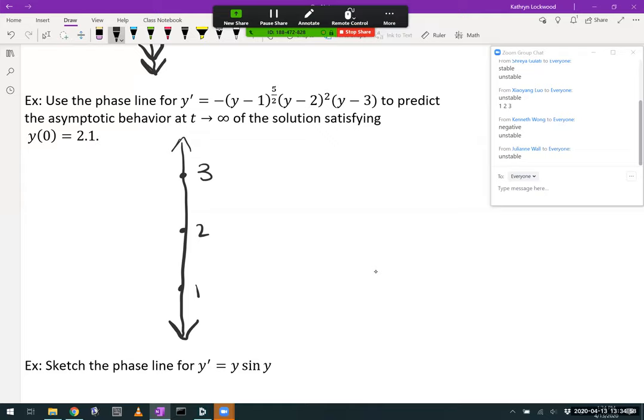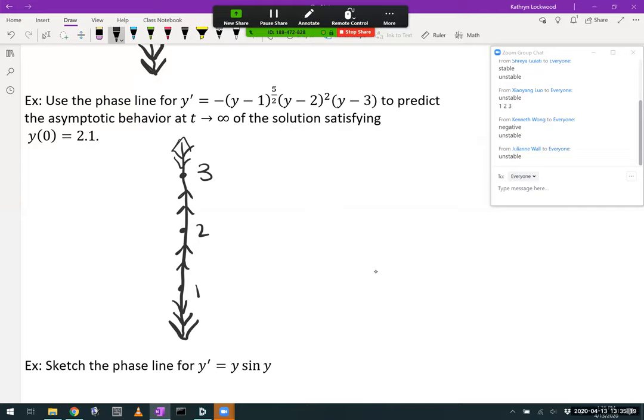If I plug in something smaller than 1, it's decreasing. Something between 1 and 2, it's increasing. And then it's also increasing between 2 and 3 because of that (y minus 2) squared happening. And then decreasing from 3 to infinity.